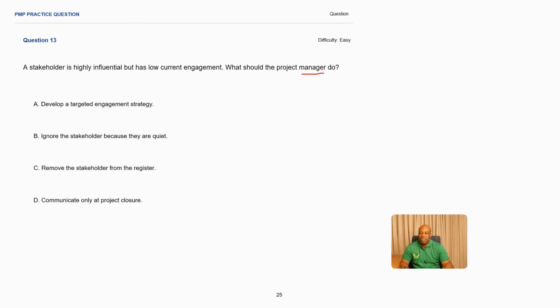Okay, so the difficulty here is also considered easy. So what is our problem statement? The stakeholder is highly influential but has low current engagement. So the issue is the stakeholder is very influential, but the engagement is also very, very low. So what should the project manager do?